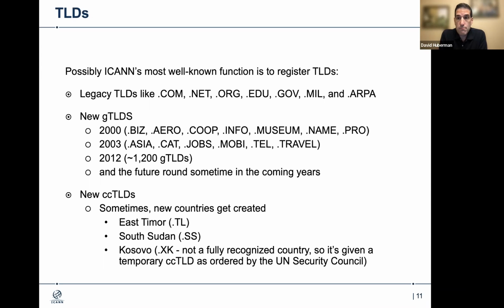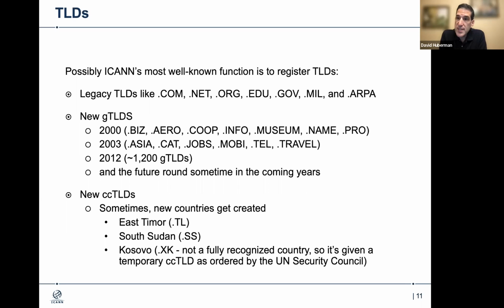But there's more than just generic top-level domains. There's also, of course, country code top-level domains, which are super important. Country code top-level domains happen through different policy. Essentially, ICANN follows what the United Nations does and what ISO standards get created that determines what is and what is not a country. So sometimes new countries get created. The two newest countries are East Timor and South Sudan. And so each one of those got a ccTLD assigned, which we delegated in the root.